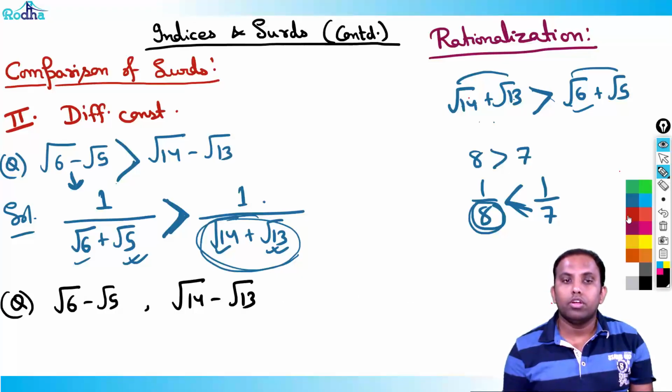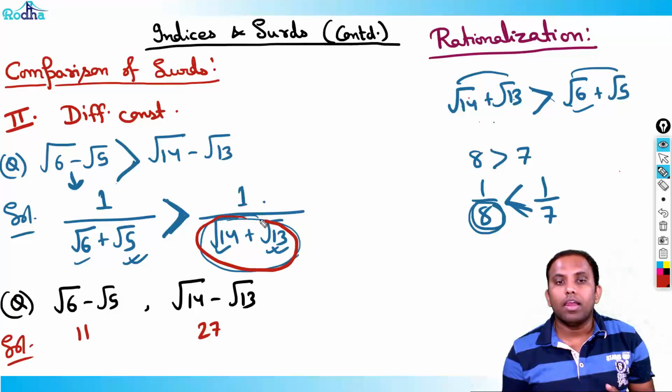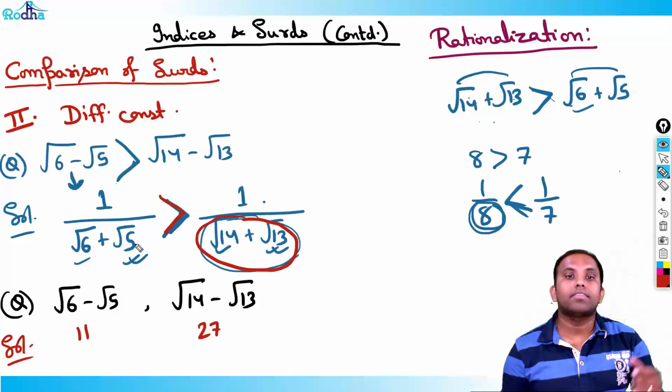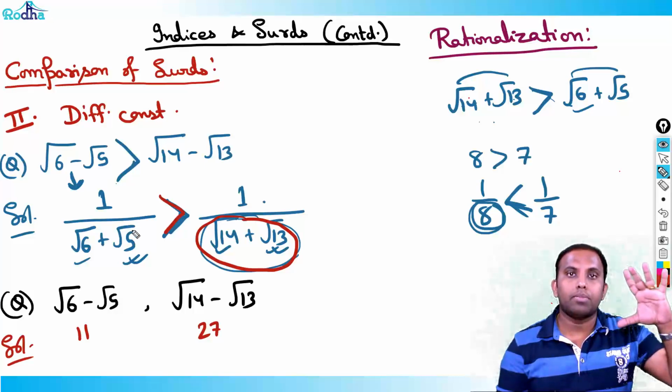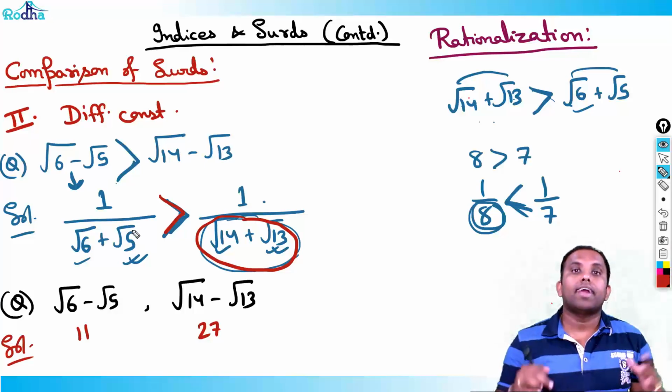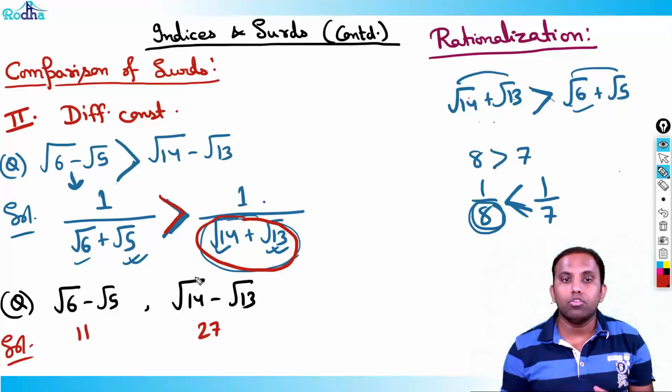So what will you do? You'll directly write, what is the sum here? 6 plus 5, 11. What is the sum here? 14 plus 13, 27. So more is the sum, less is the term, because after rationalizing, the sum is in the denominator. You have to keep this logic in mind. So more is the sum, less is the number. So here also, more is the sum, less is the number. This is greater.